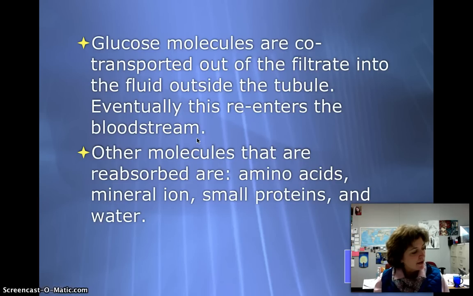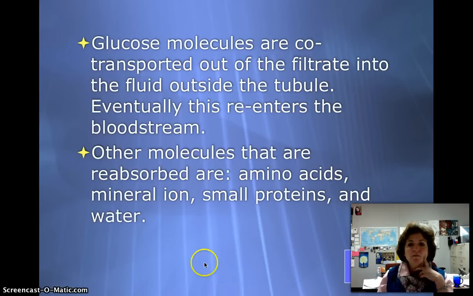This occurs by co-transporter proteins in the outer membrane of the tubule cells. It's just a different kind of protein. Other molecules that are reabsorbed are amino acids, mineral ions, small proteins, and water. Again, the majority of this is happening in the proximal convoluted tubule.